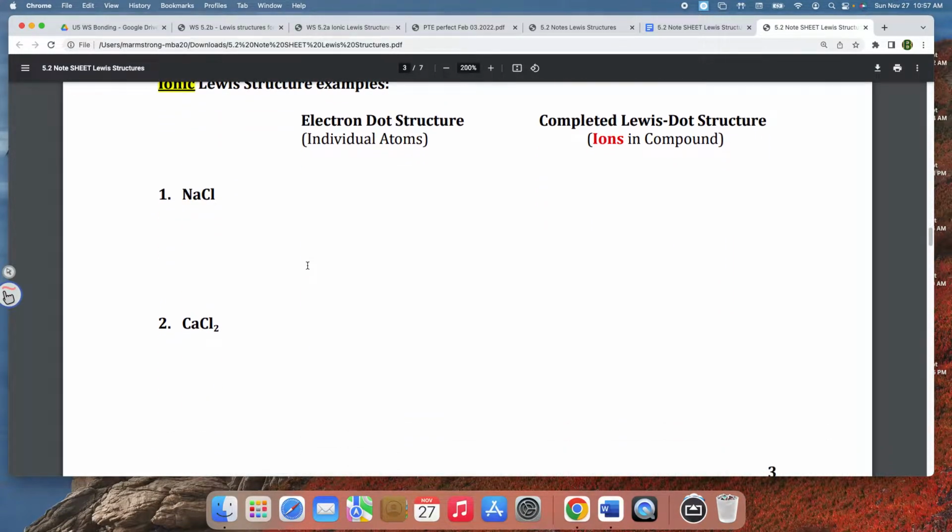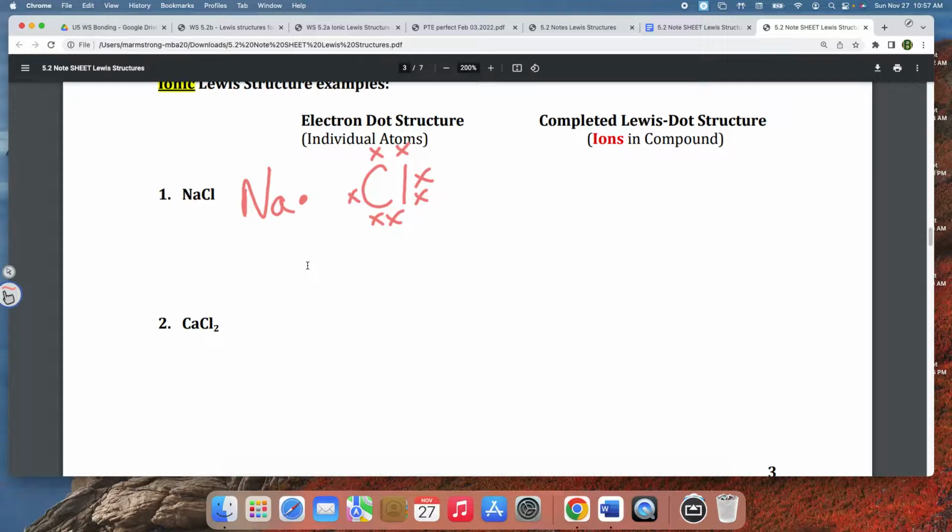So let's try these. So sodium chloride, electron dot structure. So we start with the sodium, and sodium is in group 1A, so it has 1 valence electron. I drew it on that side because then it will be closer to the chlorine that I'm going to draw over here. And I'm going to draw the chlorine with X's for its valence electrons, just so we can see a difference between those. So chlorine has 7 valence electrons.